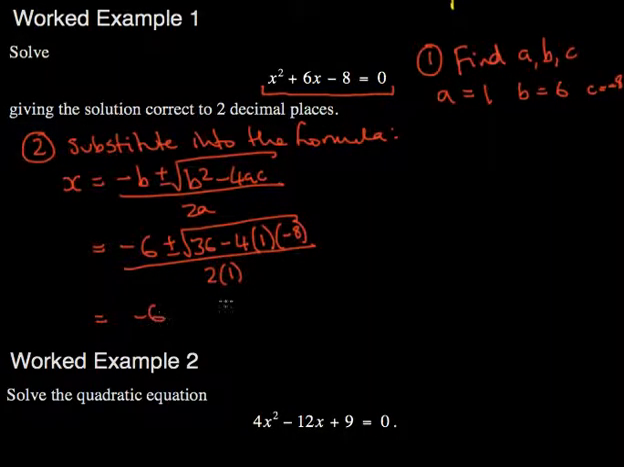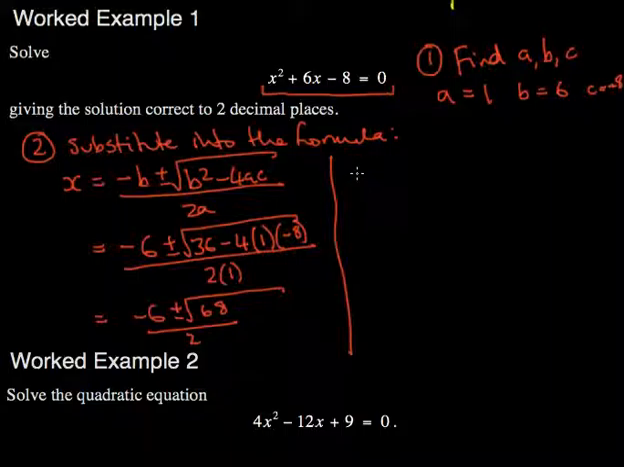Next, to simplify what's in the square root, it's going to be plus or minus the square root of 36, now you've got a minus and a minus here makes a plus, so then you're adding this term. Overall then, it would be 36 plus 32, and it would be 68. And it's all over 2. Now, you've got to try to find the two values of x.